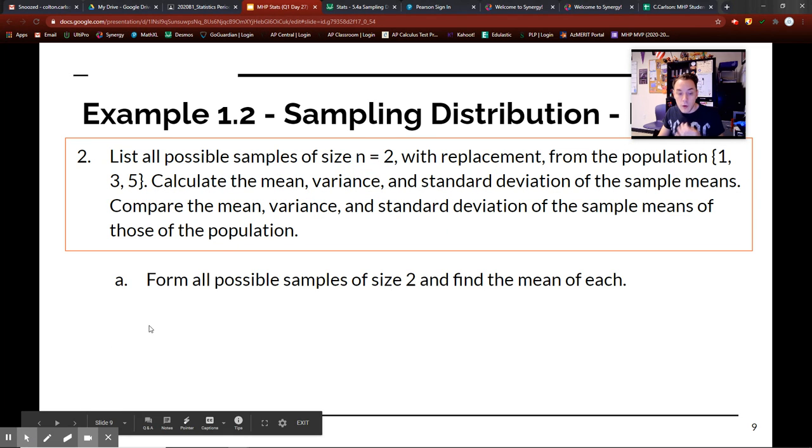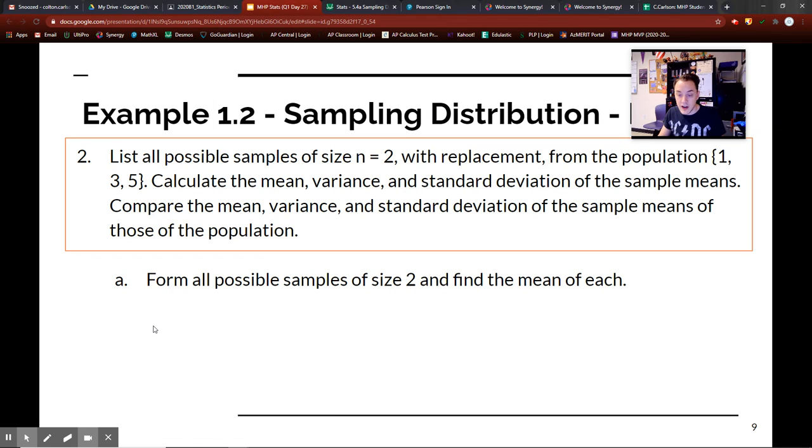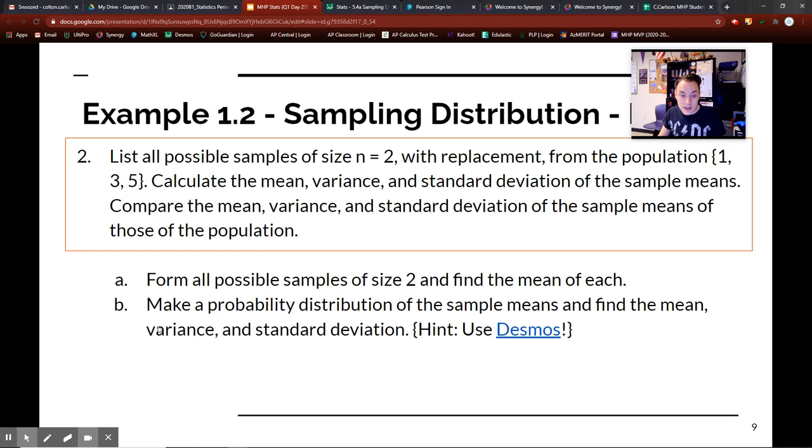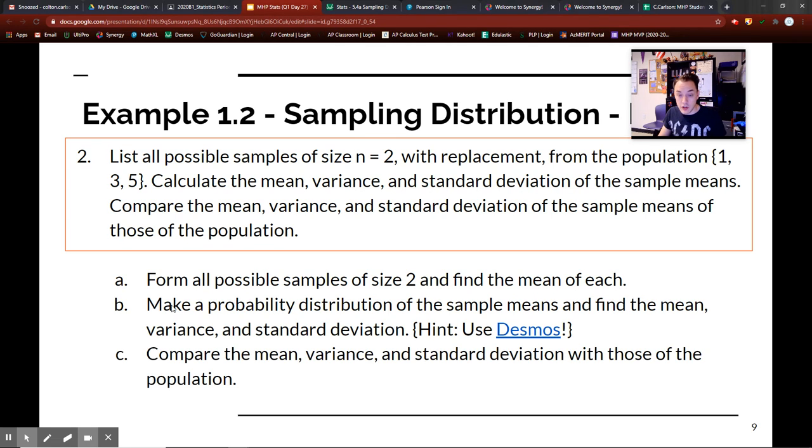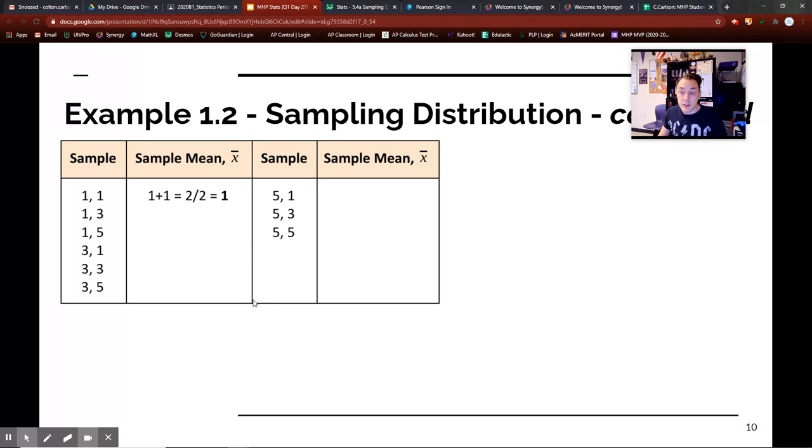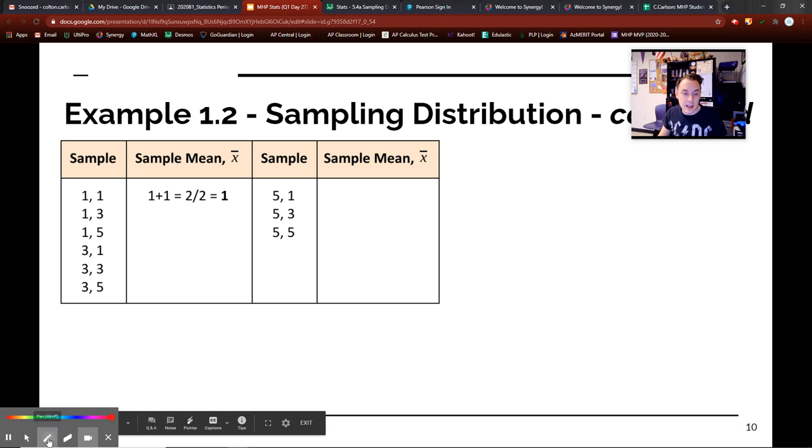Okay, so first of all, form all possible samples of size 2 and find the mean of each. We then want to make the probability distribution of the sample means, just like in the last example, and then find the mean, variance, and standard deviation, just like in the last example. How do I do that? Okay, I'm going to show you, and then compare them, of course. So, given the same kind of chart, I want to see if you guys can do them yourself. So I'll give you a chance to do that.